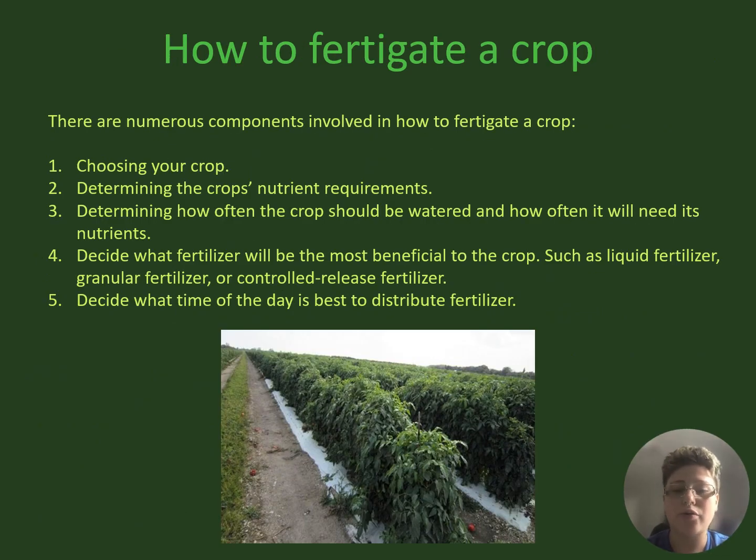Now I will go over how to fertigate a crop. There are numerous components involved in how to fertigate a crop. So step 1 is choosing your crop. Step 2 is determining the crop's nutrient requirements, which you can find online. Step 3, determining how often the crop should be watered and how often it will need its nutrients. Step 4, decide what fertilizer will be the most beneficial to the crop, such as either liquid fertilizer, granular fertilizer, or controlled release fertilizer. And step 5, decide what time of the day is best to distribute your fertilizer.